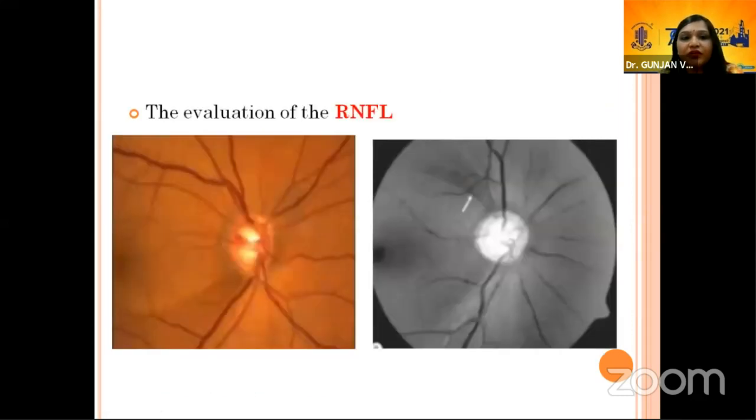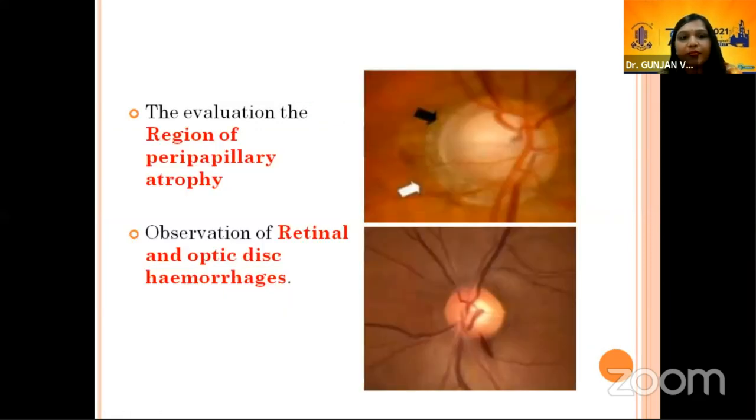The very important thing to evaluate to catch early glaucomatous defect is to find the retinal nerve fiber layer defect, which can usually be seen by indirect ophthalmoscopy. It is a wedge-shaped defect, and if you do fundus photography with a red-free filter, it can be easily picked up. But these things are usually missed in busy OPD practices.